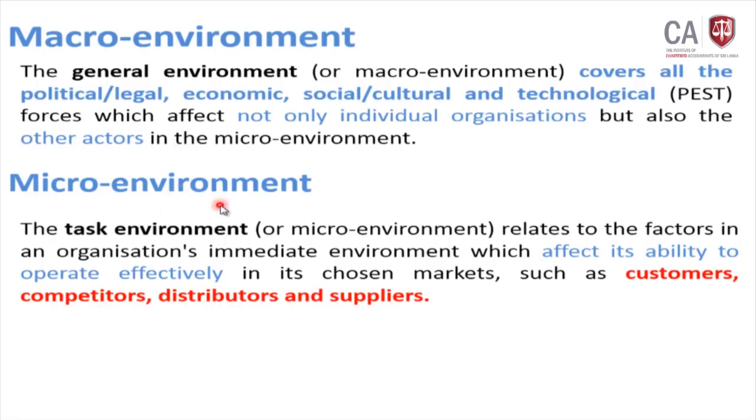The micro environment is the task environment, while the macro environment is the general environment. The micro environment relates to the factors in an organization's immediate environment which affect its ability to operate efficiently, such as customers, competitors, distributors and suppliers. From this example, you can identify what the micro environment is. Customers, competitors, distributors and suppliers are the external parties who are involved with the organization.